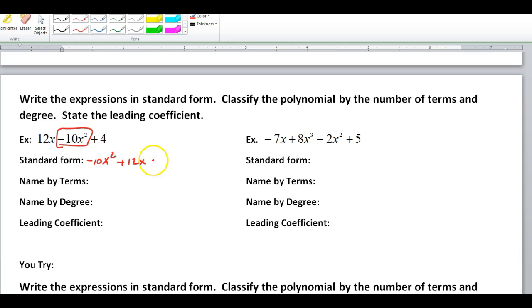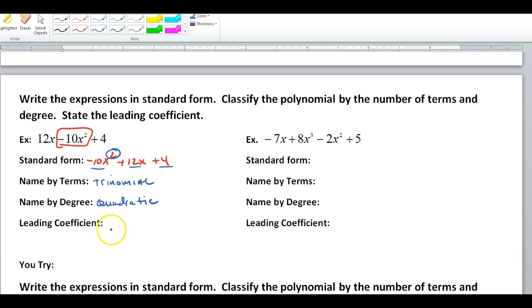Then the constant. Since it's positive 4, we're going to add it. So now this is in standard form. Now when we name it by the number of terms, we have 1, 2, 3 terms. Therefore, we're going to call that a trinomial, because that is a polynomial with 3 terms. Name by degree. The highest exponent when it's written in standard form is 2. Well, what did we call up above a degree 2 polynomial? A quadratic.